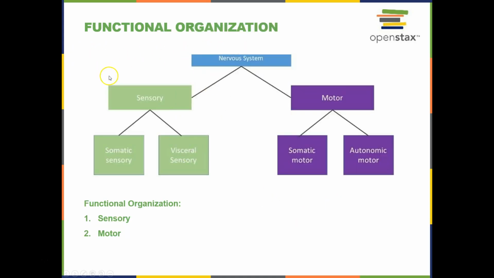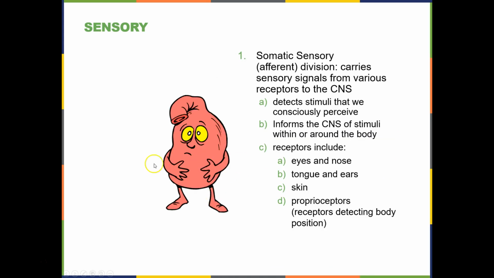Functionally, we can also classify the nervous system as either a sensory or a motor division. Under the sensory division, we have a somatic sensory and a visceral or autonomic sensory. Under the motor division, we have somatic or visceral or autonomic again. Visceral and autonomic are the same.